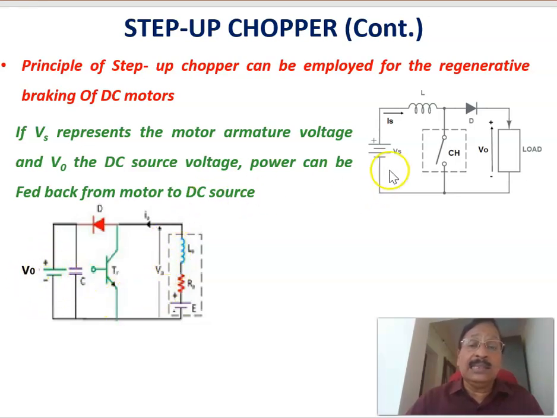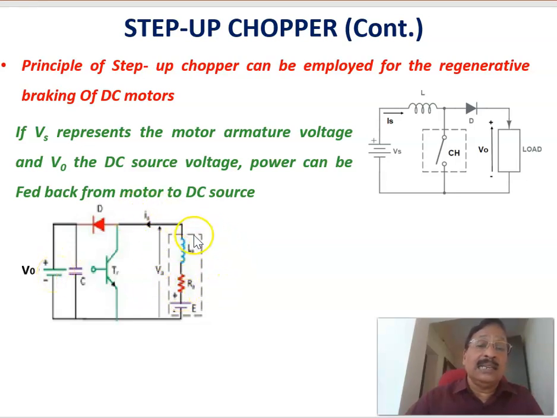By controlling the duty ratio, we can feed back this energy. If this voltage is more than this one, the diode will be conducting and the current direction will be reversed. Of course, the voltage polarity remains, but the current is reversed. The power output is negative, meaning the power is flowing from the motor source into the DC source.